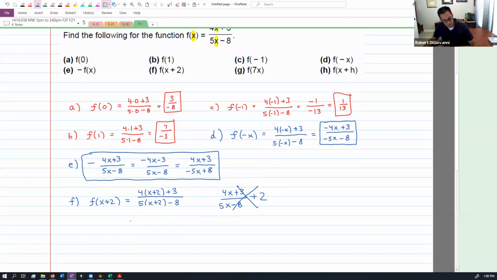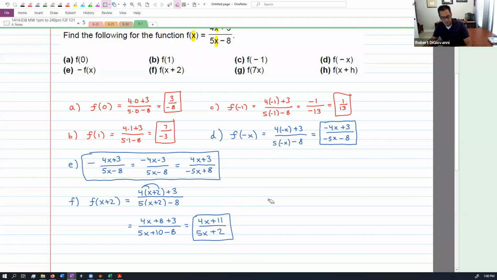So I need to finish this up. I'm not done. I'm going to distribute the 4 through. So get 4x plus 8 plus 3, and then on the bottom, 5x plus 10 minus 8. And then I can combine some things together. 4x plus 11 on top, and 5x, what's that, plus 2? Let me erase this. Don't need that.